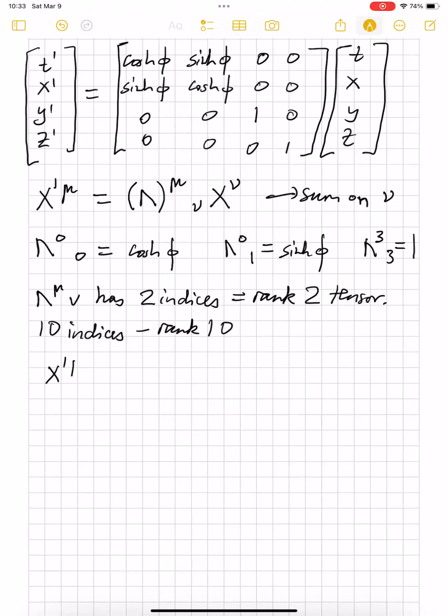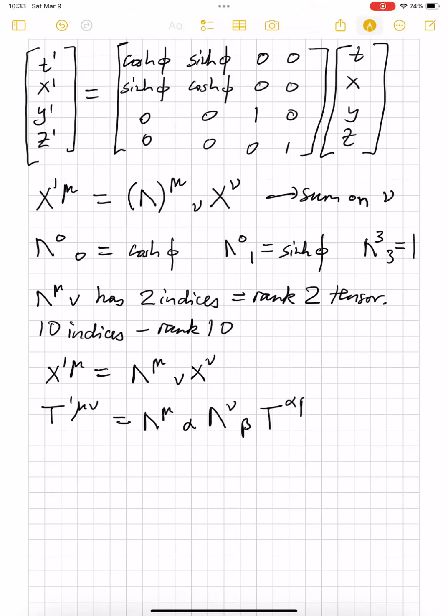We've just said that x prime mu, so I'm repeating the equation, is lambda mu nu x nu. So how does the contravariant index transform? Well, it transforms with this matrix lambda. If I have a rank 2 tensor, so let's say I've got T prime mu nu, I want to work out what T prime mu nu, this rank 2 tensor in the new frame, is. Well, I'll have a lambda mu alpha and a lambda nu beta and a T alpha beta.